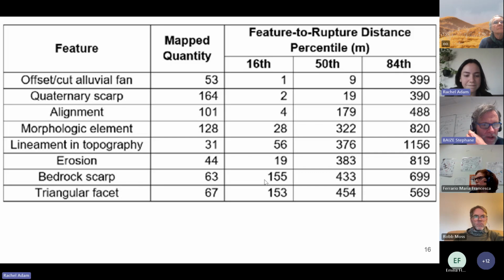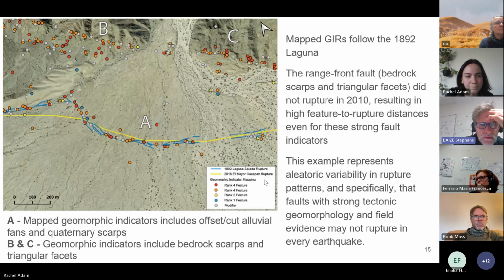Excuse me, Rachel, may I ask a question? Can you go back to the map? Yes. I didn't understand the source of the data from the 1892 Laguna Salada rupture. What is the reference of this map? It's a published map, and this one was specifically acquired from Alex Sarmiento's fault database. It's Rockwell. Sorry, I'll jump in if it's from the FDH database. Rockwell and someone. I'll paste the link in the chat.